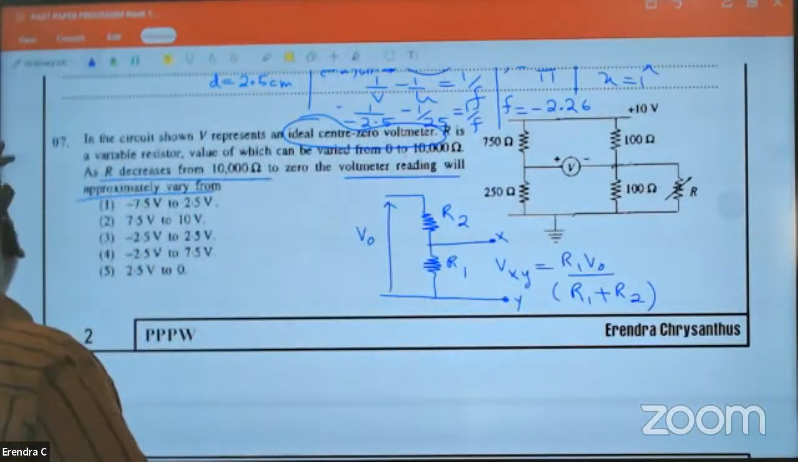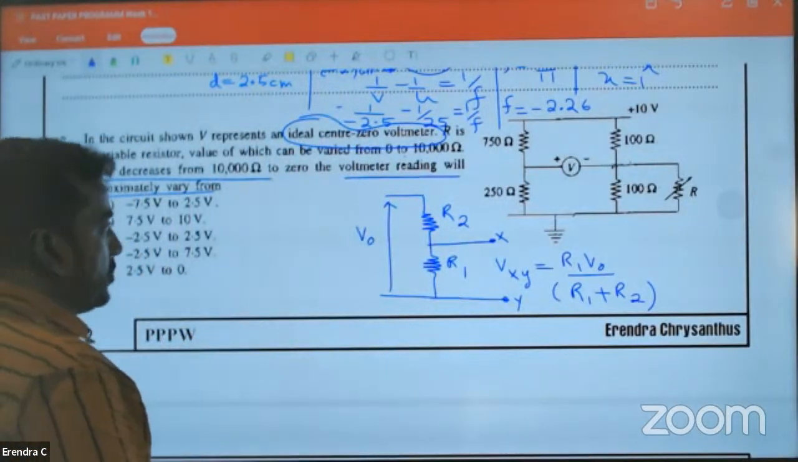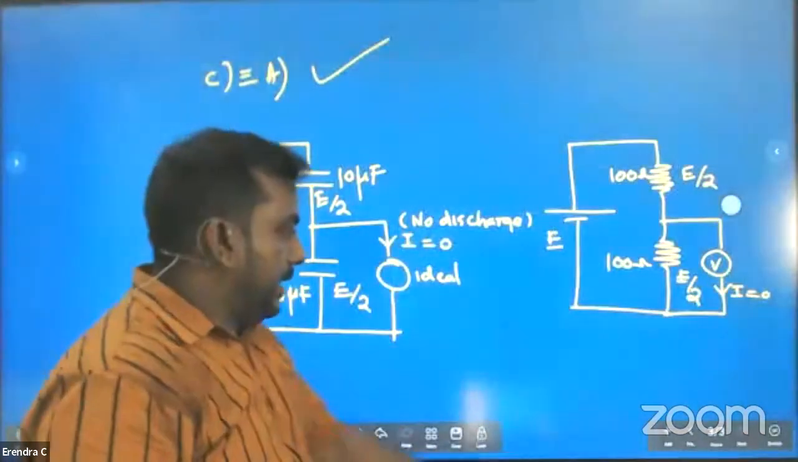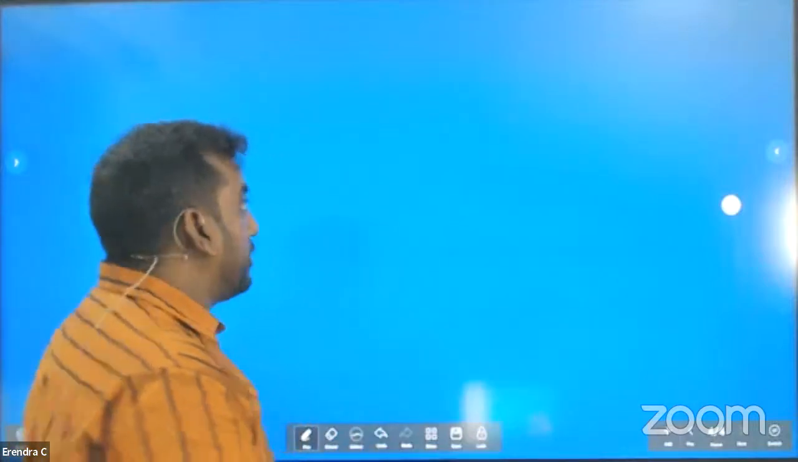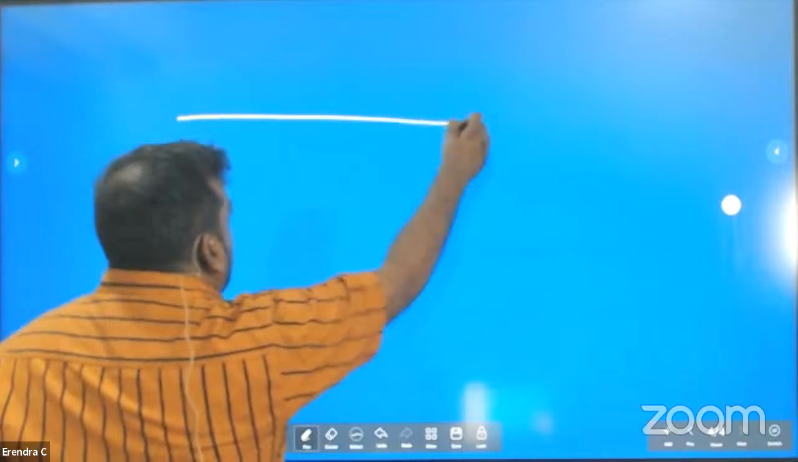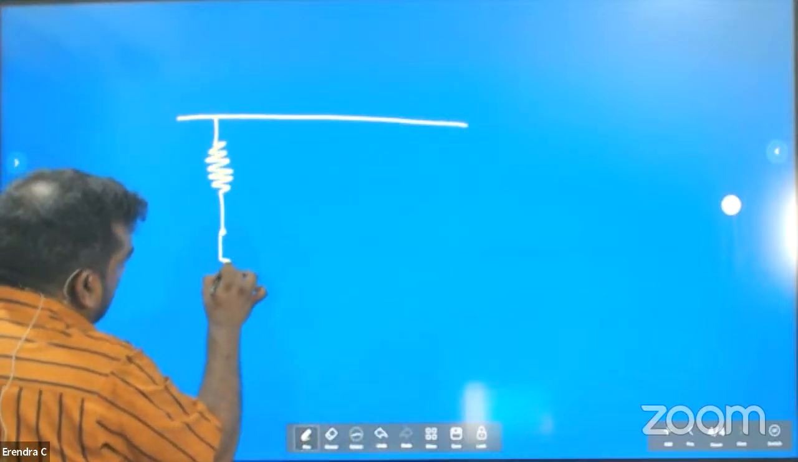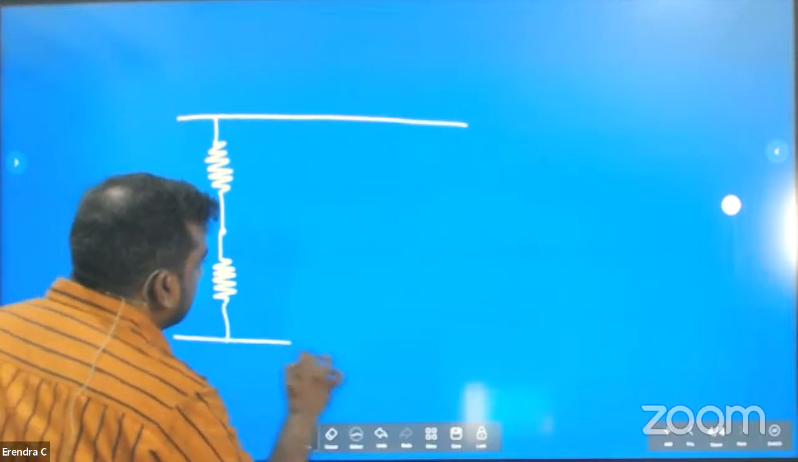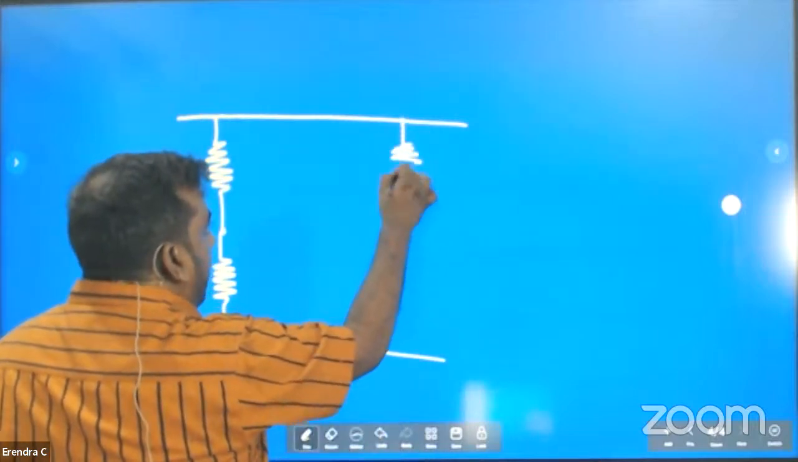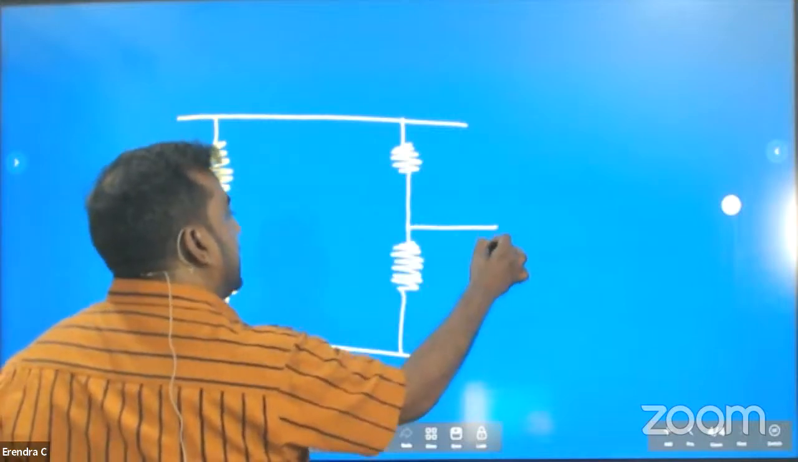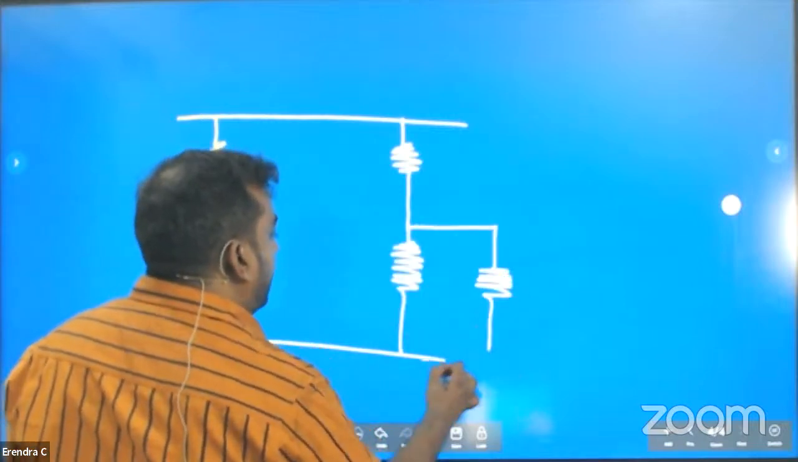Let me go back to the board. Yesterday we didn't use the board, today we are using the board. Very good. Here there is a resistance. Here there is a resistance. Here there is a resistance. Here is your variable resistance.